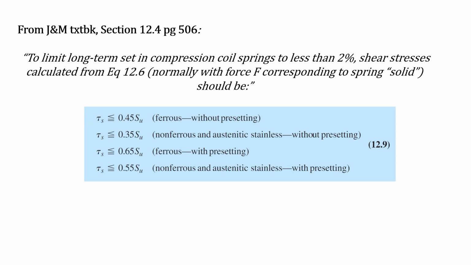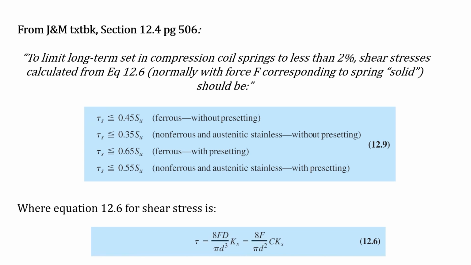So you can see that tau s value is less than or equal to some factor of the ultimate tensile strength, and that's dependent on whether the material is ferrous, non-ferrous, whether it's stainless steel, and whether presetting is present in the material. So your textbook says that to limit long-term set in compression coil springs to less than 2%, shear stresses calculated from 12.6, which we'll see in just a second. So it's just saying that normally the force F corresponding to the spring in solid state should be these shear stress values. And then we have our equation 12.6 that actually calculates the shear stress here.